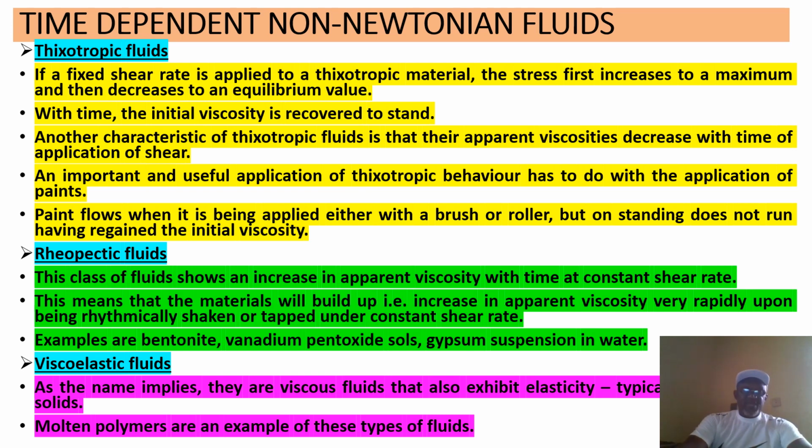Then the last type of time-dependent non-Newtonian fluid is viscoelastic fluids. As the name implies, they are viscous fluids that also exhibit elasticity. Molten polymers are examples of these types of fluids.